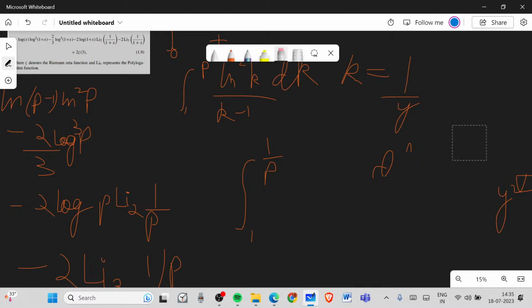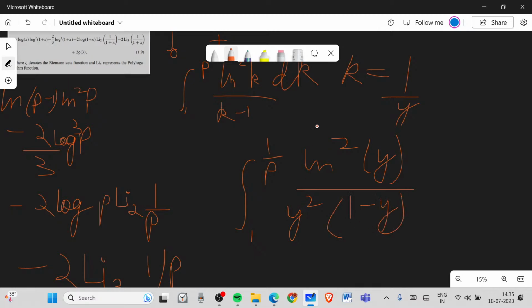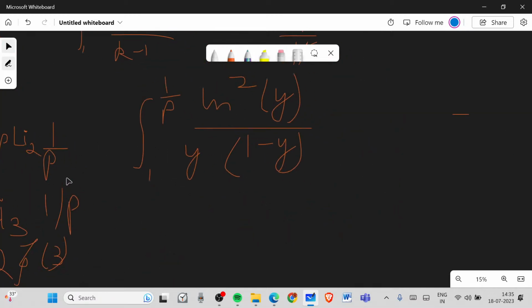Let me erase it. It's ln square y by y square, 1 minus y, and this y gets cancelled. So this is the thing which is left now. And now I think that we are very much near to the solution, right?